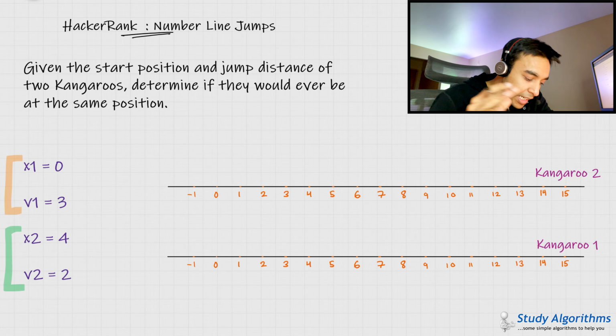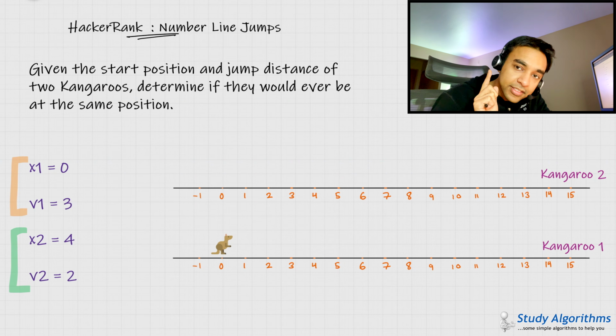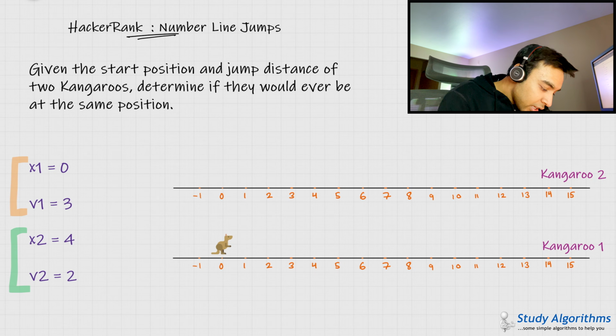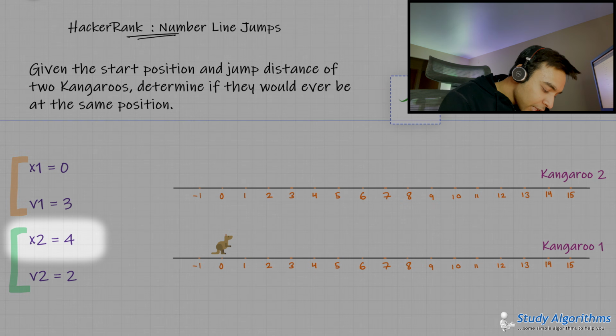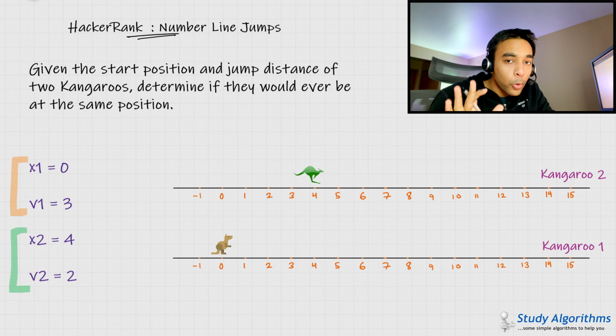So now let us say this is your play area and kangaroos would be jumping on this area. So let us bring our kangaroo number 1. And as the problem says, the starting position of kangaroo number 1 is 0, right? Let us bring our kangaroo number 2 also. As per the problem, the starting position of kangaroo number 2 is at 4. Now, both of the kangaroos are at their starting position.